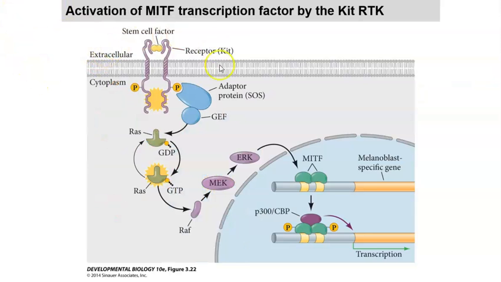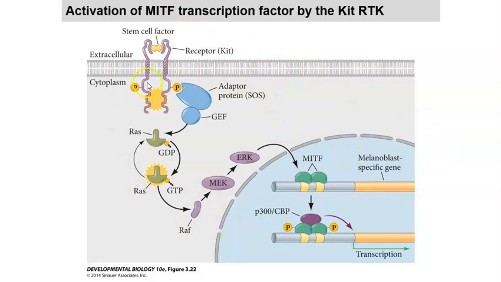So this is another example of a different pathway. You can see this is actually a different receptor. This is a stem cell factor, and you have a different receptor called the KIT receptor. The receptor dimerizes, autophosphorylates, and then it brings together this SOS protein, a guanosine exchange factor, that's going to interact with RAS and activate it, which activates RAF, MEK, ERK, and then another set of transcription factors.